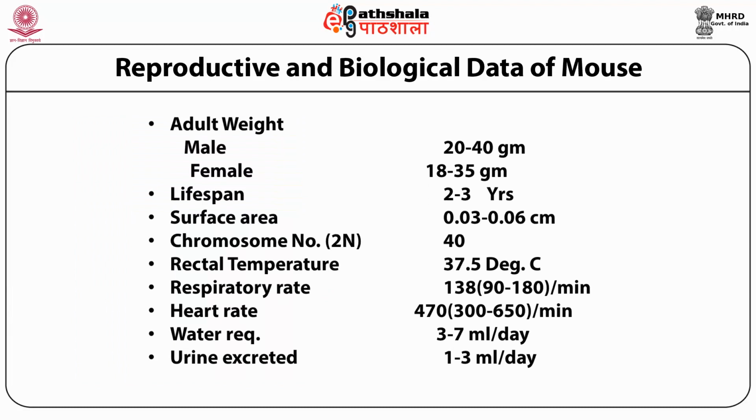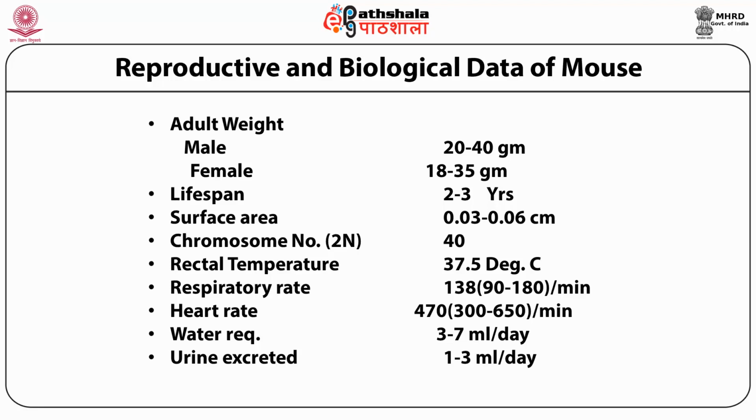This is some of the reproductive and biological data of a mouse which you should understand. For an adult, the male weight will be around 20 to 40 grams. The maximum weight will be 25 grams; 40 grams is something like a diabetic mouse or obese mouse. And usually the mouse weight will be not more than 25 grams.